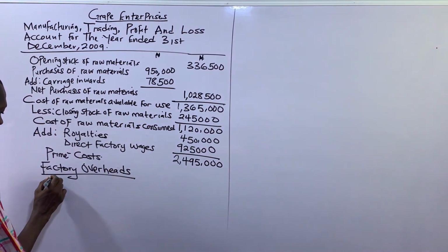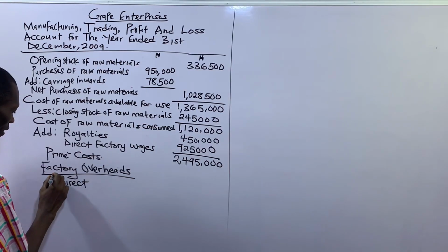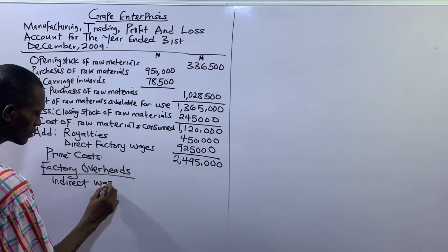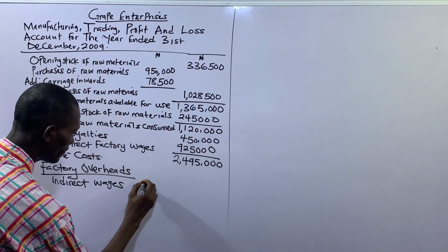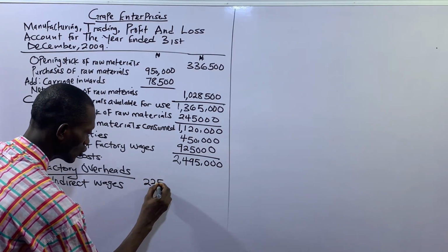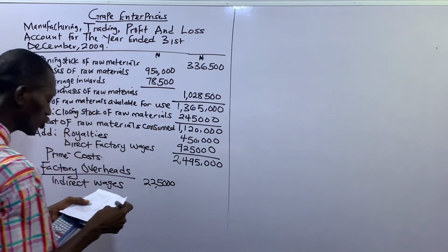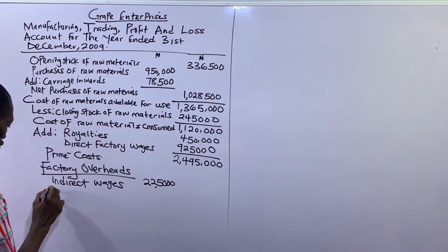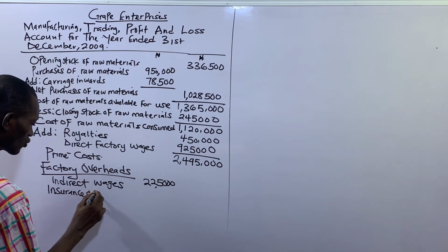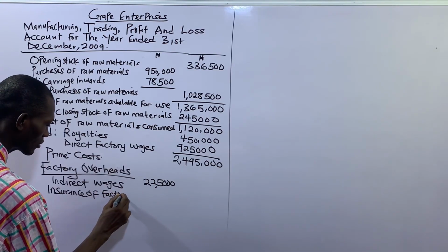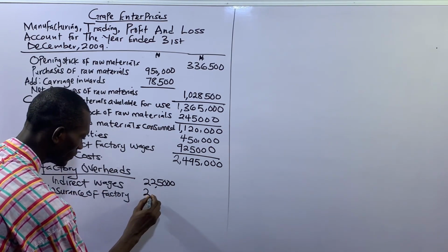So we have indirect wages given as 225,000. Then we also have insurance of factory. That's factory insurance. So insurance of factory is also a component of factory overhead. So that's given as 250,000.